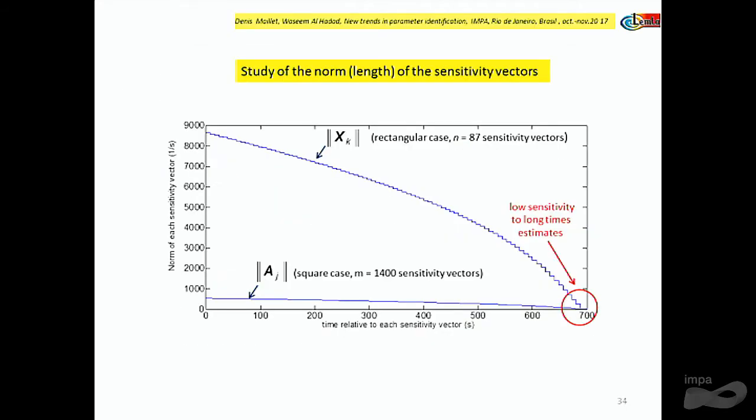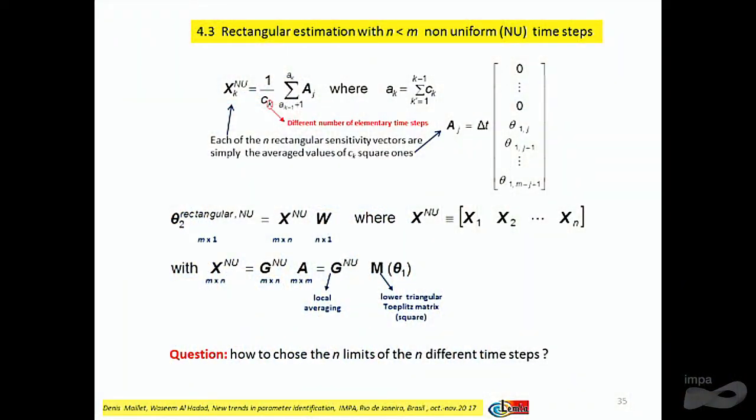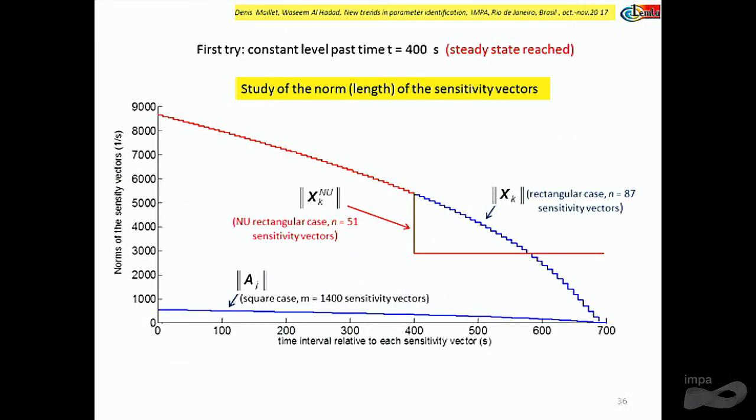So we check the length of each sensitivity vector in the square case and in the rectangular case. The problem is that when you have a sensitivity vector which is close to 0, it makes the problem ill-posed, because if one vector in a set is very small in length, you have no free set anymore. So maybe it's better to give more importance to the last steps. That's what we did here.